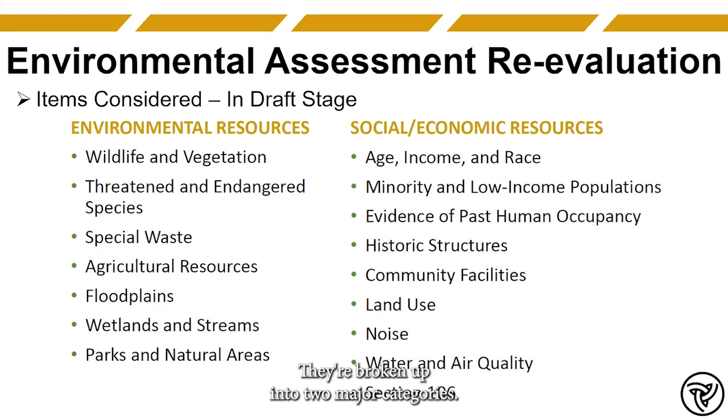They're broken up into two major categories. On the left, it's the environmental resources, which are more of your natural or biological type resources. And on the right, more of the human environment, the social, the economic resources, and how it impacts the human environment.